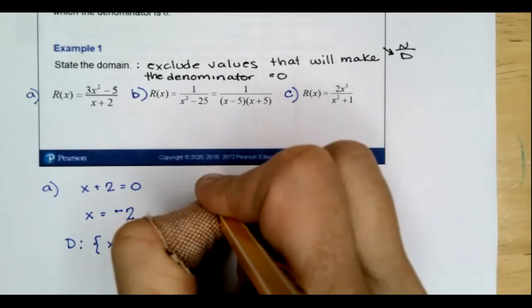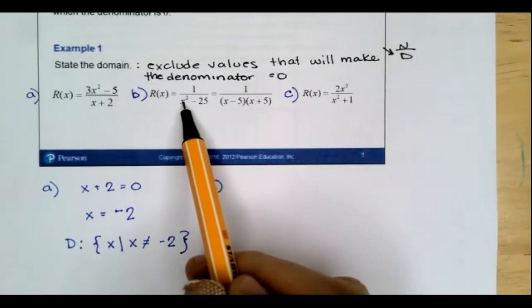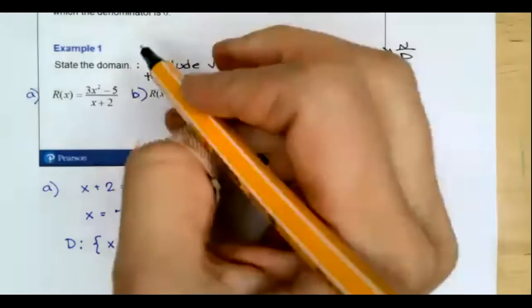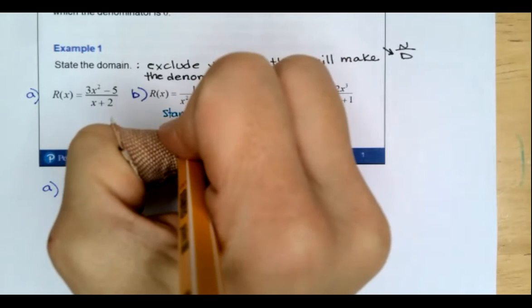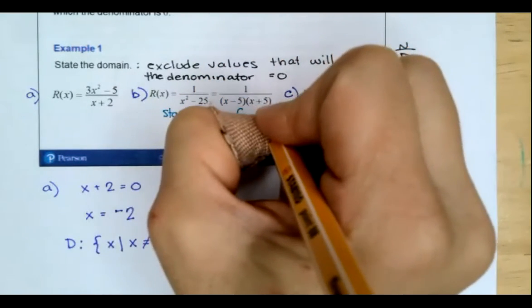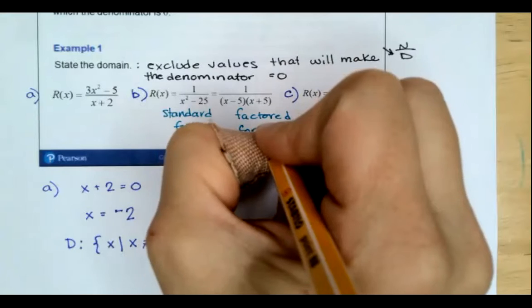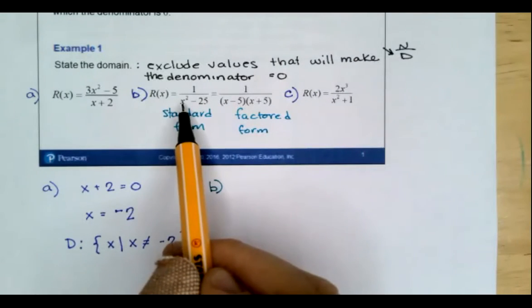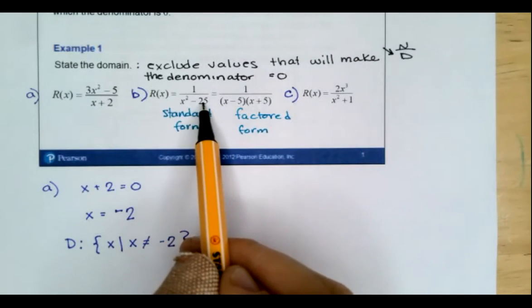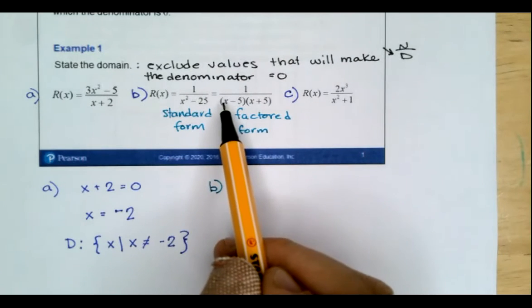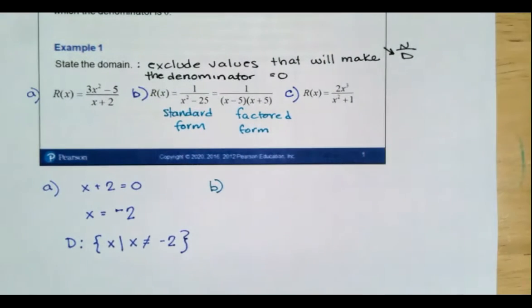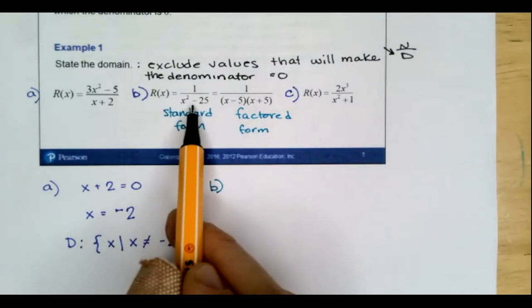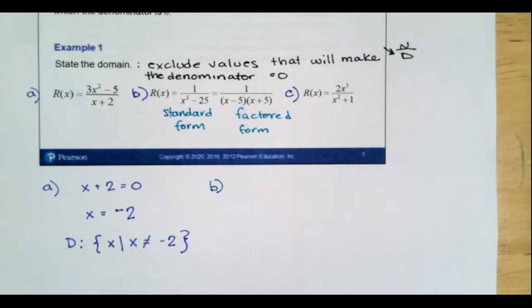Good. Example B, we're looking at 1 over x squared minus 25, but they've put it in standard form first. And then this would be factored form, right? Because we know that the difference of 2 squares is, if this is a squared and this is b squared, and it's the difference of them, then we can say it's the same as a minus b times a plus b, right? So they just took the standard form of the difference of 2 squares and put it in factored form. Factored form helps because it makes our work simpler, right?